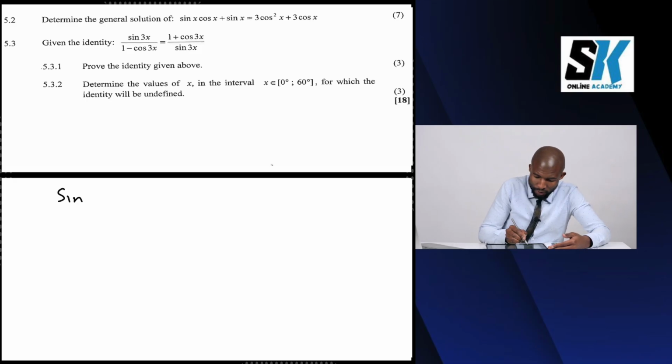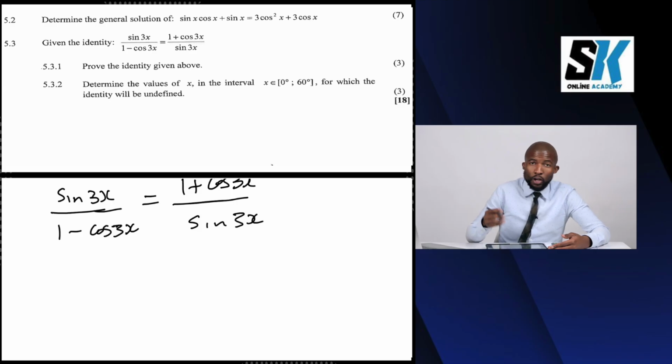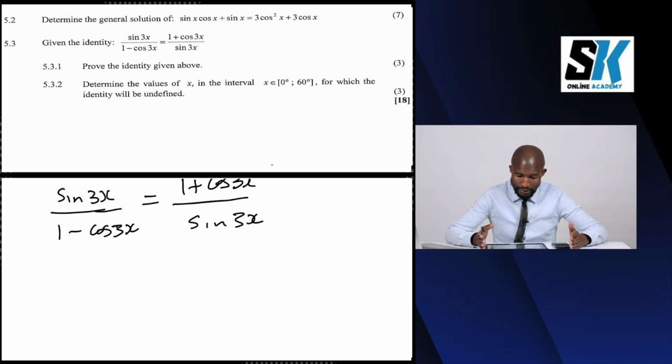So let's just copy the identity. It's sine 3x all over 1 minus cos 3x, again being equal to 1 plus cos 3x over sine 3x. So we're supposed to prove this identity. So what do we do from here?